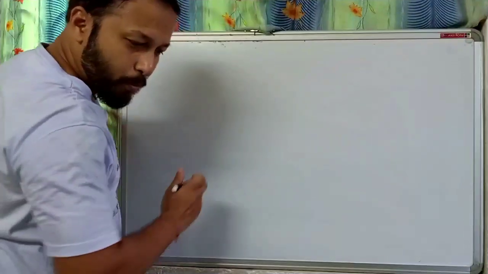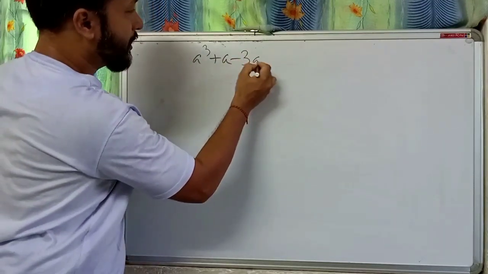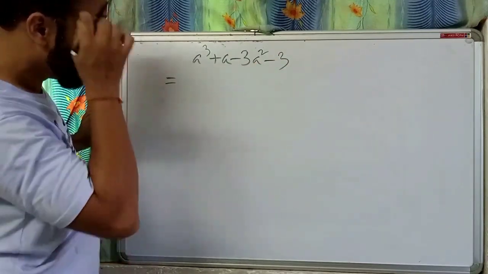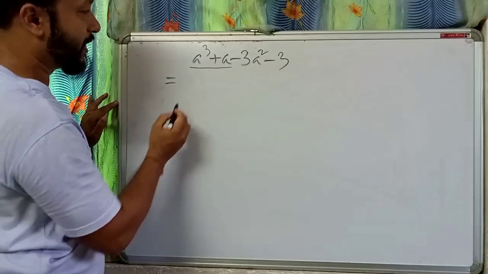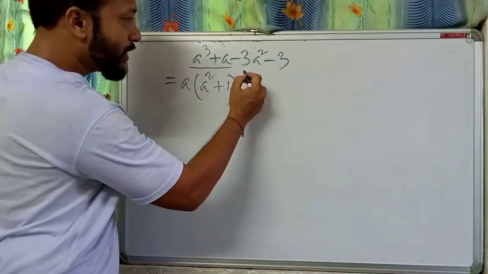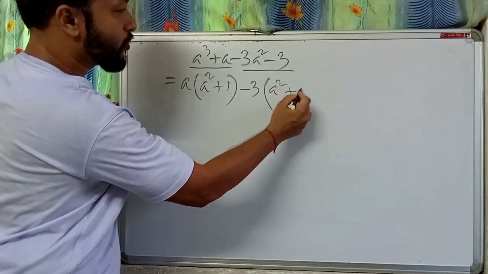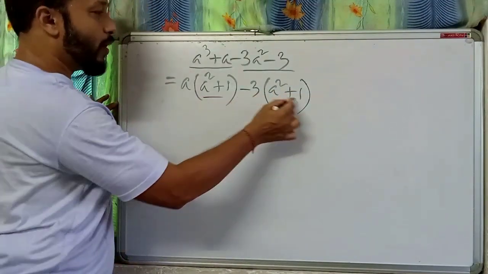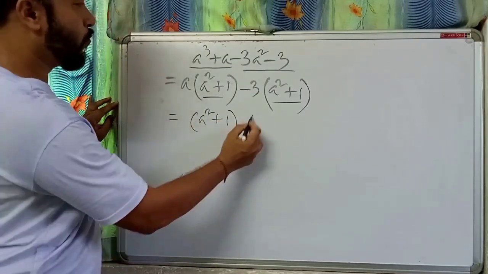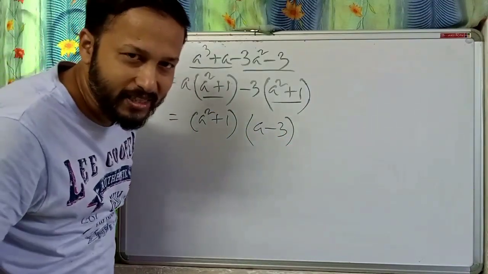Next question: a cube plus a minus 3a square minus 3. This is the next question. First of all, we'll take common from here. a is common, so that is a(a square plus 1). Now what is common from here? Minus 3. So what is left? a square plus 1. Now a square plus 1 is the same in both, so just take a square plus 1 common. What is left? a minus 3. This is the answer. Very easy sum, right?